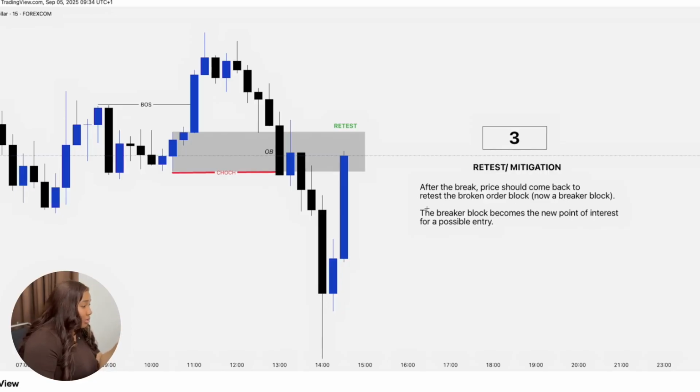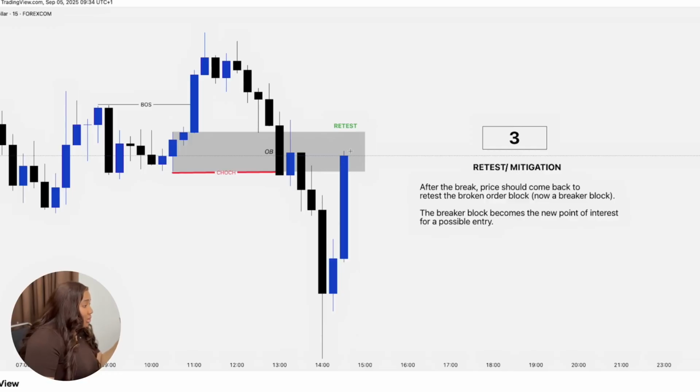Now a breaker block. The breaker block becomes the new point of interest for possible entry. So watch as price is returning back into the broken order block. Wait for that rejection to happen. You can go aggressive, you can also wait for the confirmation, but wait for that rejection to happen to be sure that price is ready to react from there and give you your preferred direction.